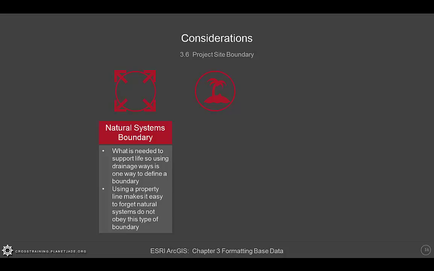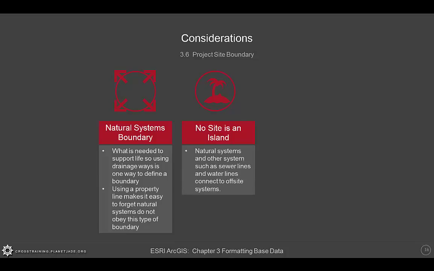The second major consideration to think about is the fact that no site is an island. So again, natural systems and other systems such as sewer lines and water lines connect to off-site systems, which are much larger systems, and chances are they are a member of a hierarchy of systems. So you want to kind of pay attention to that as well.